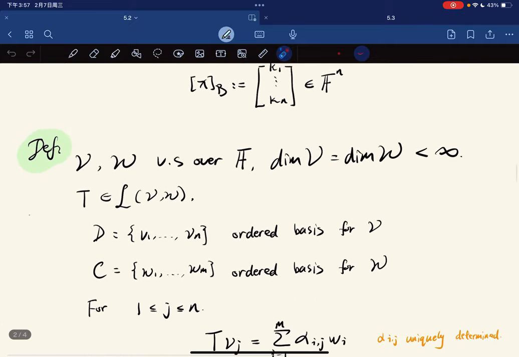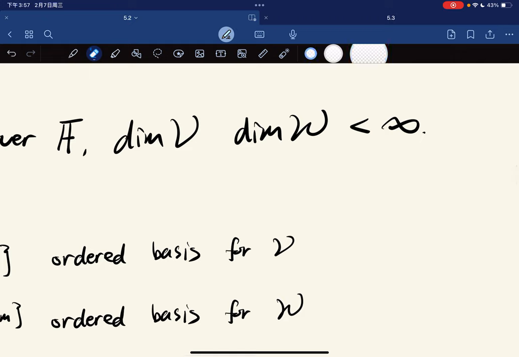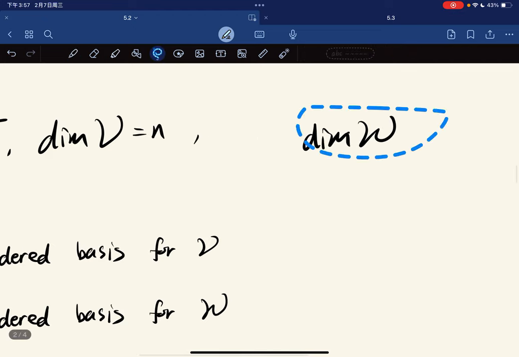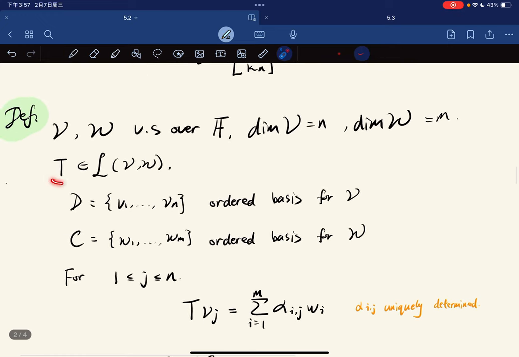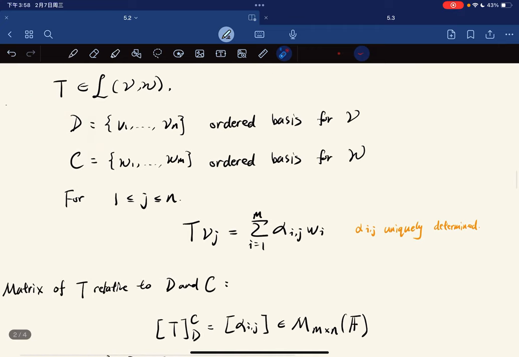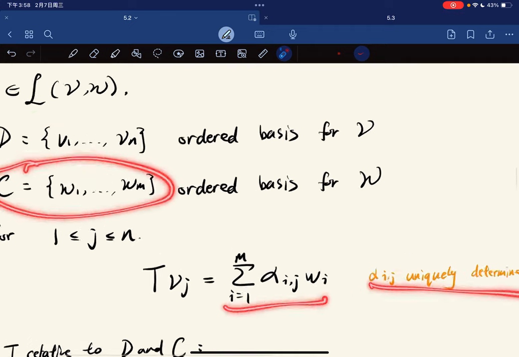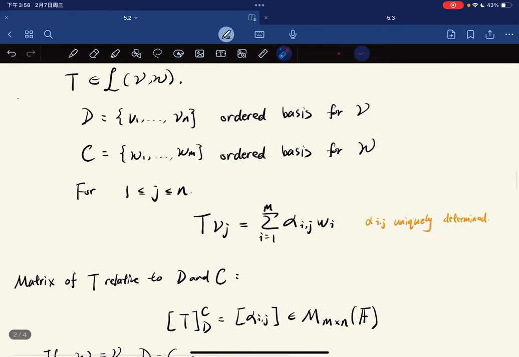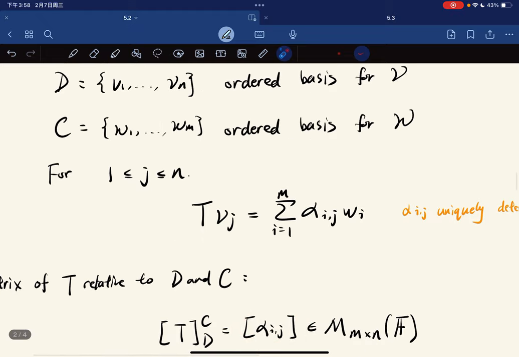And some definitions. We have V, W vector spaces, where dimension V is equal to n, dimension W is equal to m, okay? Then for T a linear map, we're given two ordered bases. Now, for T of Vj, we apply T to it, then you're mapped into the span of the other basis, right? Then you have uniquely determined alpha ij, where i is the one that varies from 1 to m. Now the matrix of T related to D and C is the matrix of alpha ij.